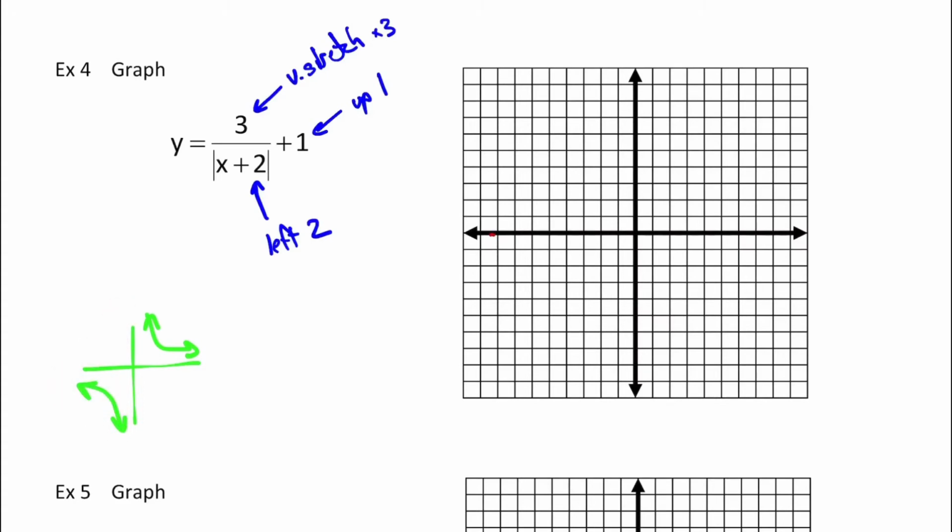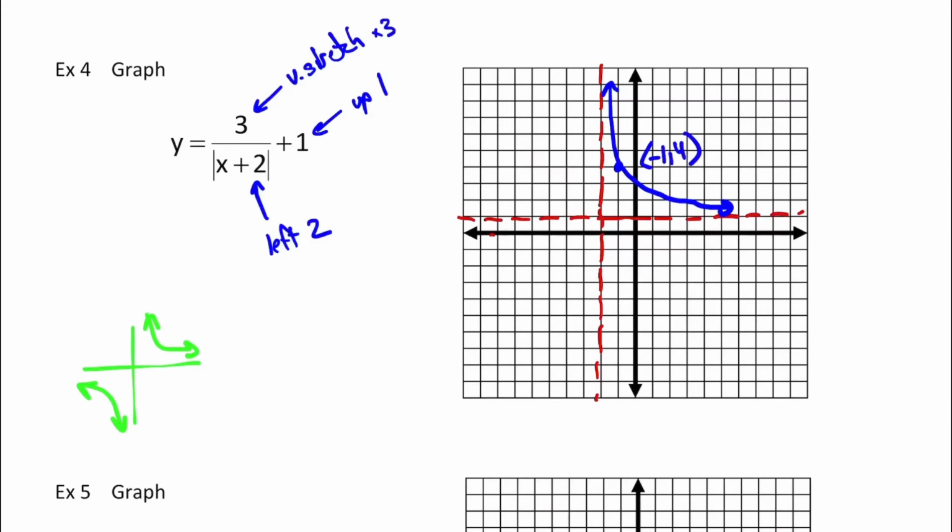All right, before we get there, let's sketch in what we know. We've got left 2. And we've got up 1. And we're going to have a vertical stretch of 3. So instead of being right here, that's going to get stretched up by a factor of 3. Okay, so that's going to go right here. And again, I'm just sketching this in. I only need one key point on this piece. And that looks like it's got coordinates (-1, 4).